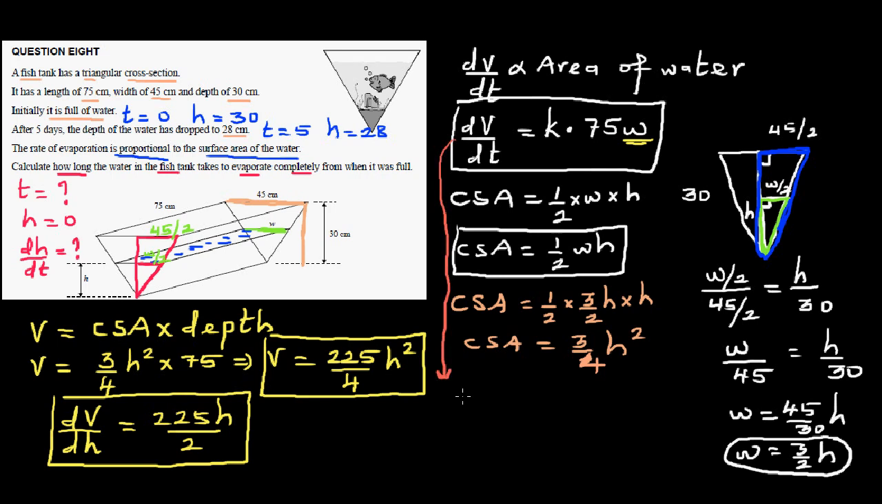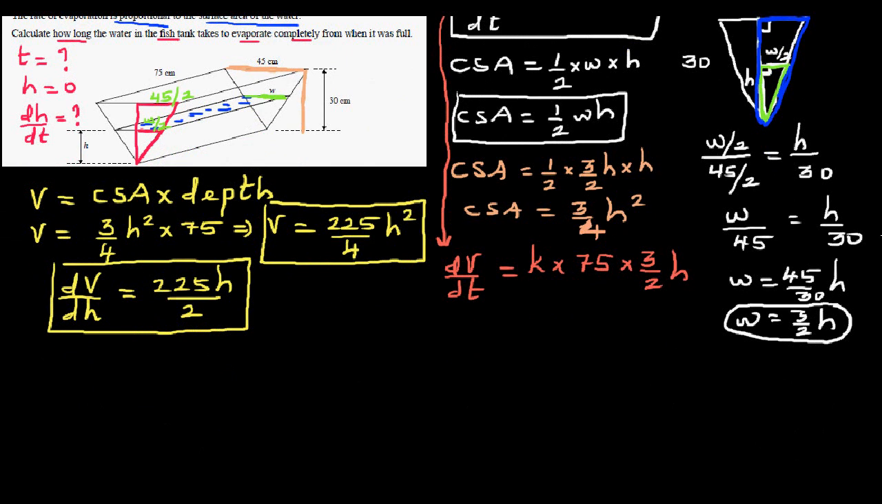What can I do? I can say dV by dt is equal to k times 75 times 3 over 2 h. So let me drag this up. Now we can say dV by dt becomes 225 h k divided by 2. So this is dV by dt.